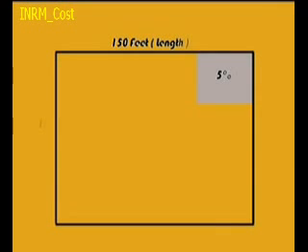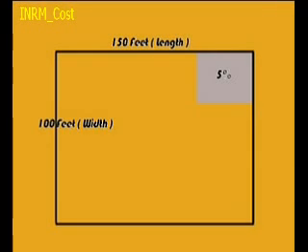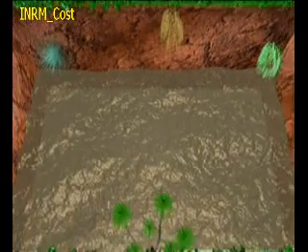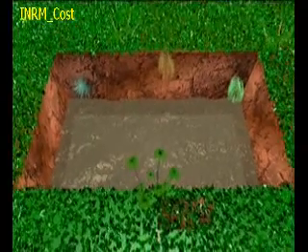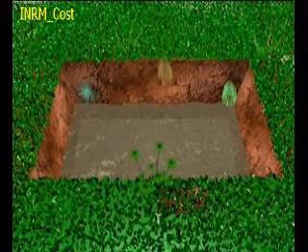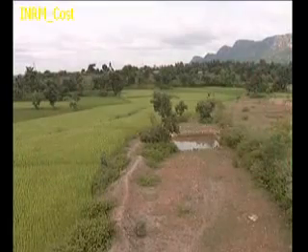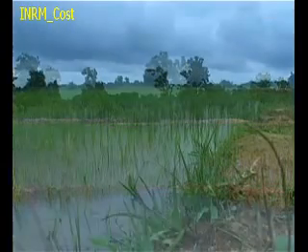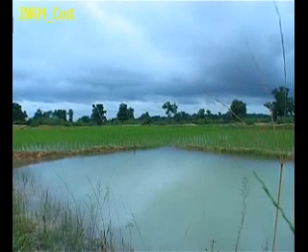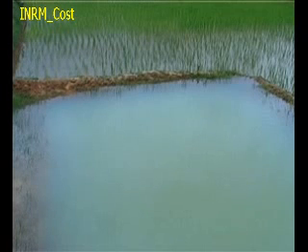Suppose a plot is 150 feet long and 100 feet wide. The pit area needs to be 30 by 25 feet or 750 square feet. The depth of the pit is 5 to 7 feet depending on the type of soil. The excavated soil is used to strengthen the field bunds. The best time to construct a 5% model is between December and June.